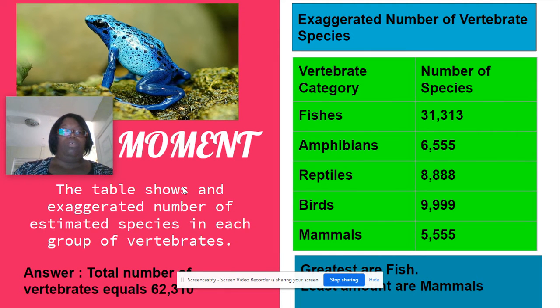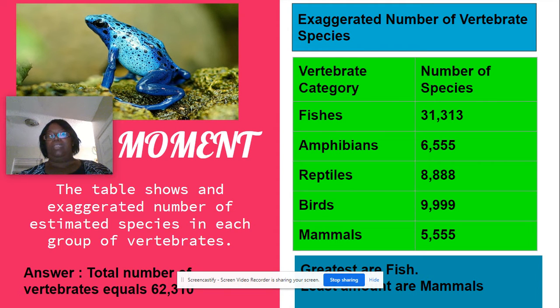Right. So the total number of vertebrates in all, with this exaggerated number, and it's still about the same as the original source, is about 60,000 types of vertebrate species. The greatest amount of vertebrates we have are fish. They're still in the deep ocean. They're discovering animals all the time. So it's just amazing how vast and wonderful our world is. Thank God for the Creator.